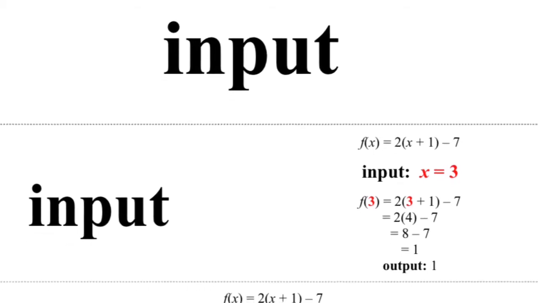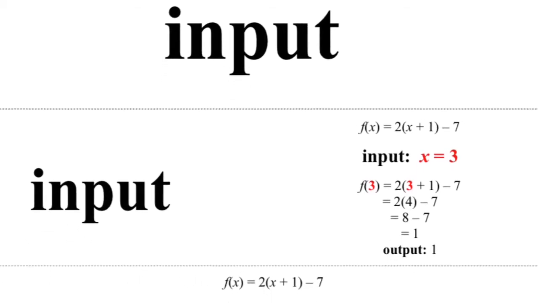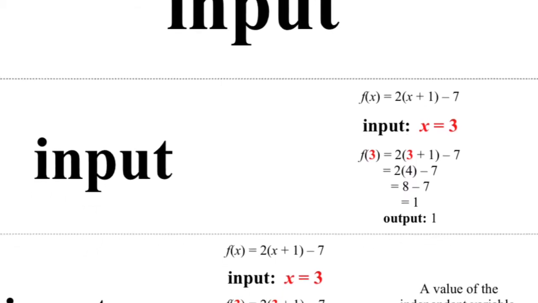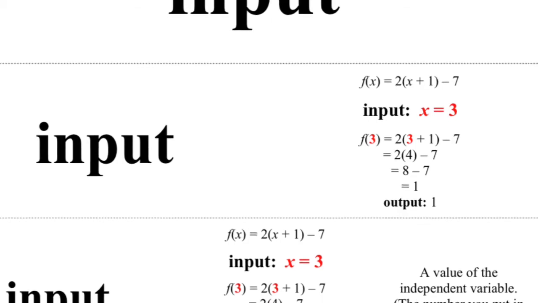The input of a function usually is represented by the x values. It's also called a domain, and they're the values that go into a function.